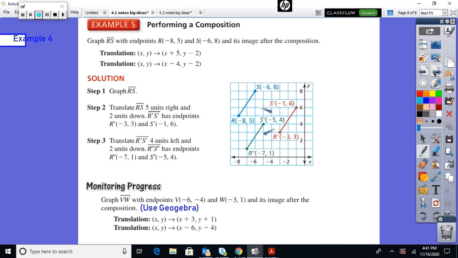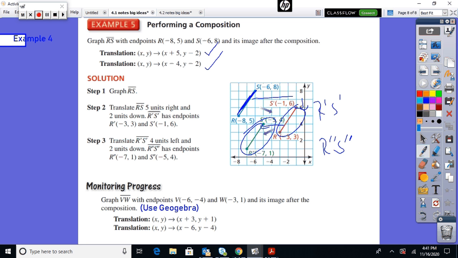So the last example, in this case, we're taking this segment RS, and we're going to do two things to it. First, we're going to move it 5 units over and 2 units down to get here. And then we're going to move it 4 units to the left and 2 units down from there to end up at the points double prime. So the first was just 1 primes, and then our second move, we get a double prime.